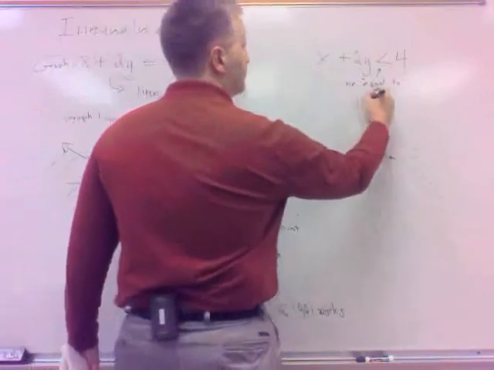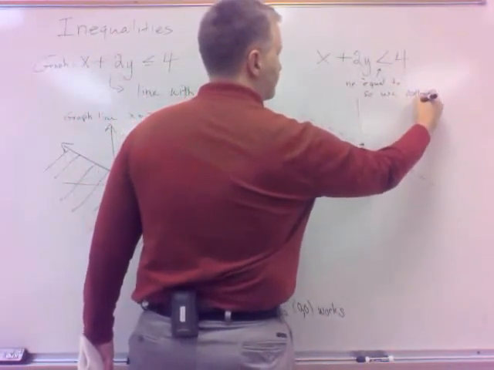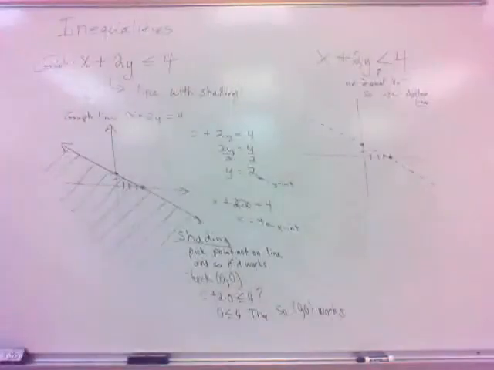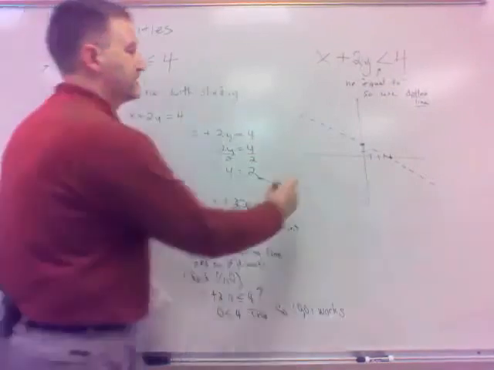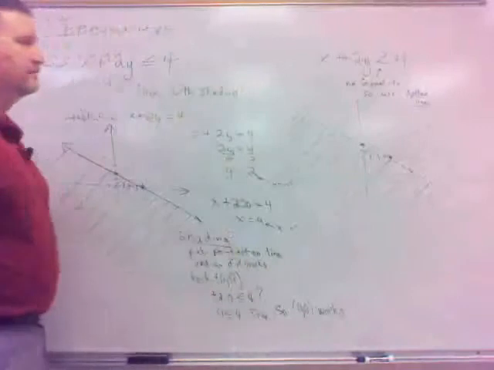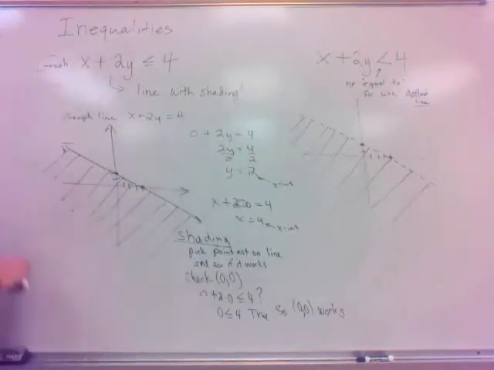If you don't have the equal to part, you are going to use a dotted line. It's still less than, so 0, 0 would still work, right? So I'd still shade this side of the graph. Everything stays the same except dot the line in. It works the same if you have parabolas, circles, same idea.